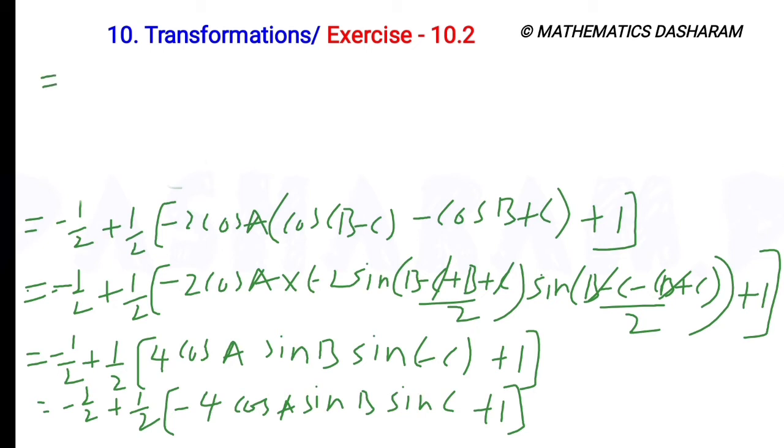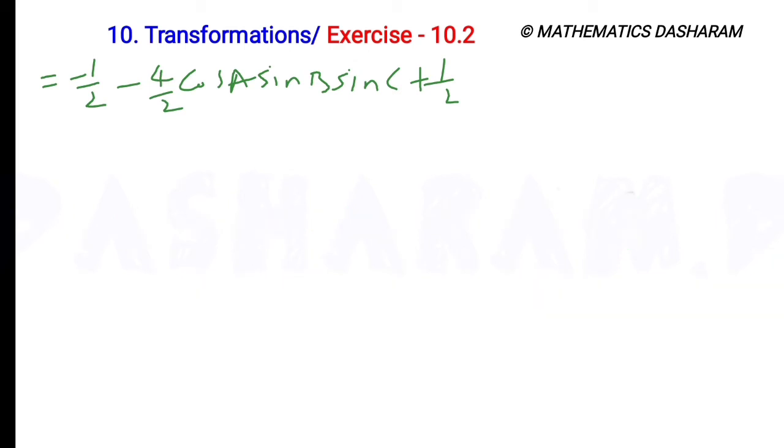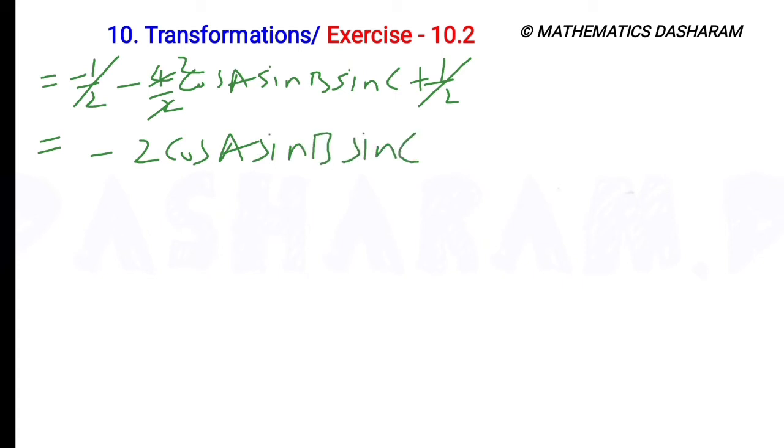So it is equal to minus 1 by 2. Let's multiply this 1 by 2 inside. So minus 4 by 2 into cos A sin B sin C, and this plus 1 will become 1 by 2. So here minus 1 by 2 plus 1 by 2 cancel, and here two twos are 2, so minus 2 cos A sin B sin C. So it is equal to RHS, hence proved.